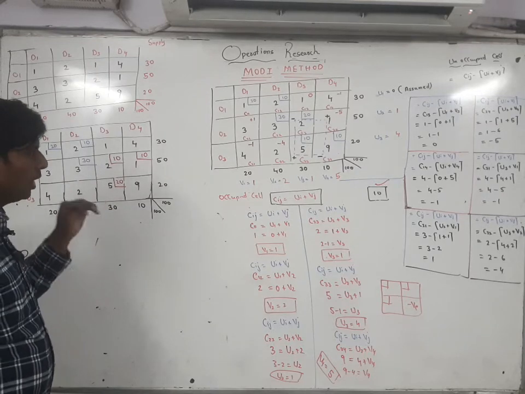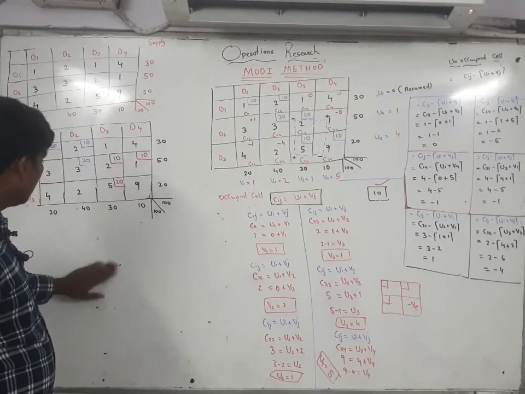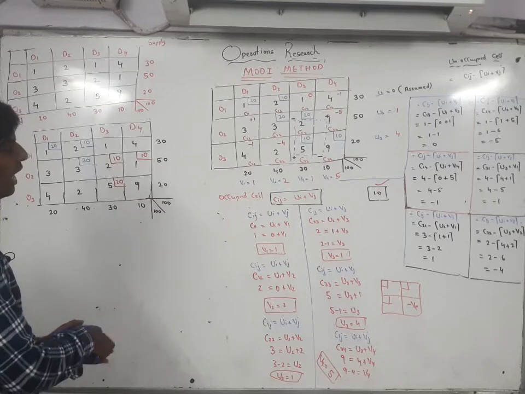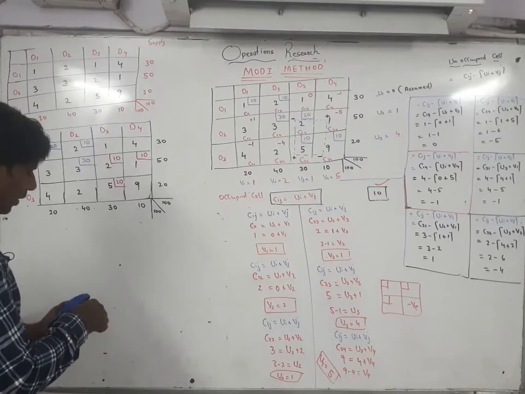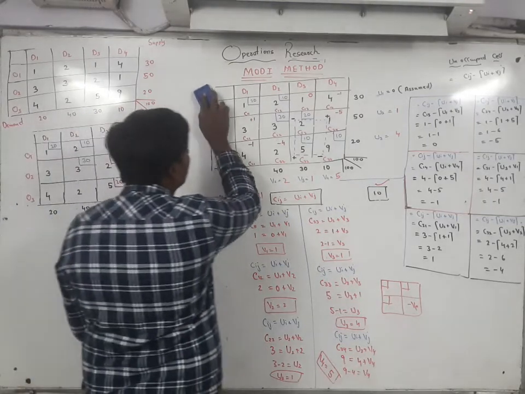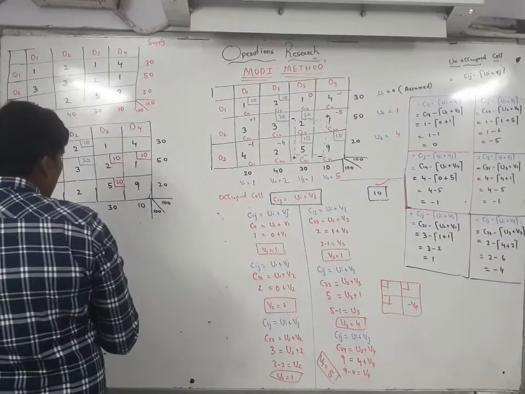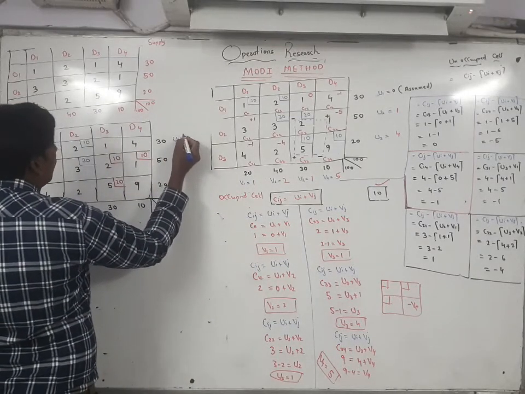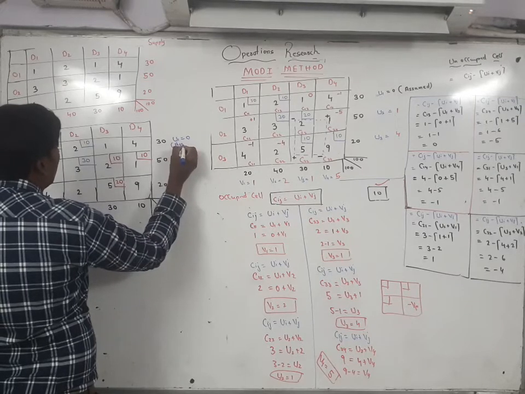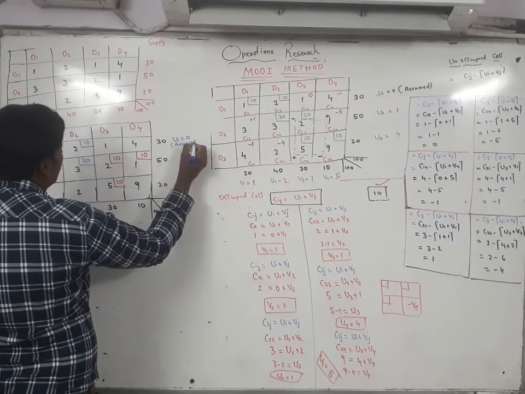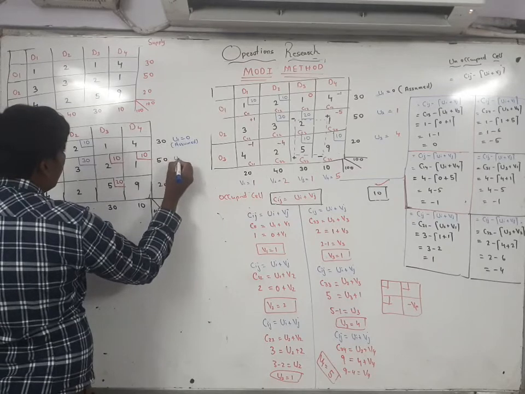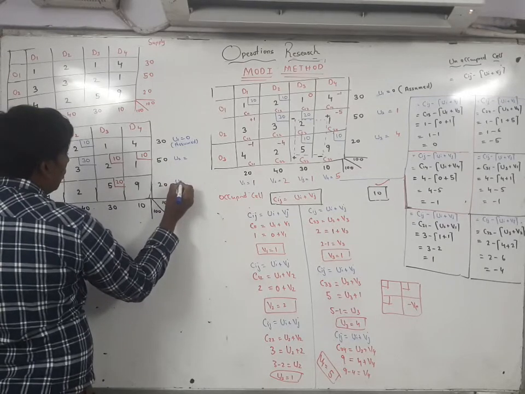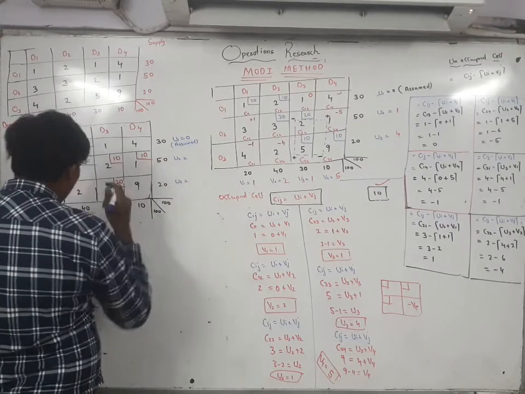After that only, how many allocated and unallocated, again you have to find out. What you have to find out? See, after that again you have to assume u1 as 0. From where you got this one? Again you have to assume u1 as 0. You have to find out the value of u2. You have to find out the value of u3.